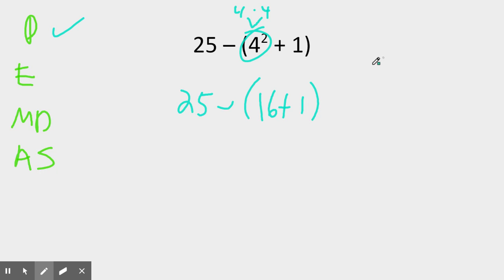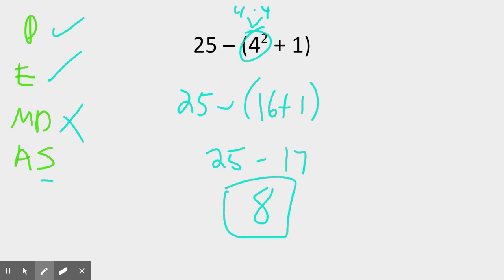Now I can go ahead and add in my parentheses. So now I have 25 minus 17. You don't want to drop the parentheses until you have a single number left inside. Take care of my exponents. I don't have multiplication or division. Now I see that I have subtraction. All I have to do is subtract, and I get 8 as my answer.